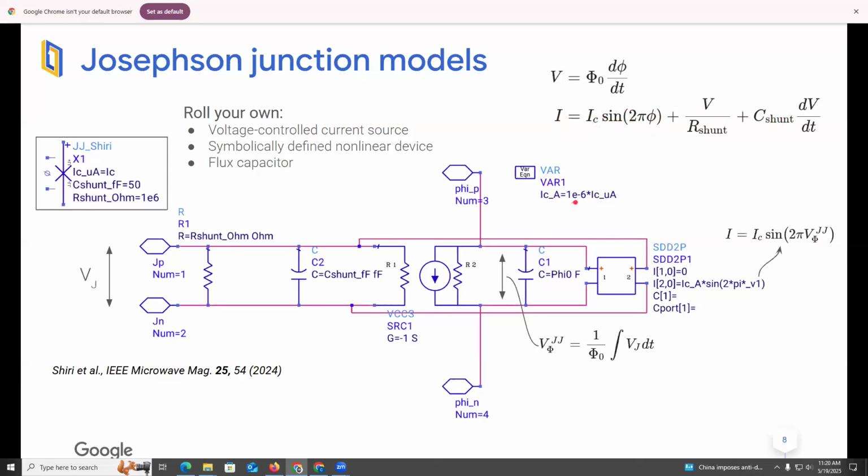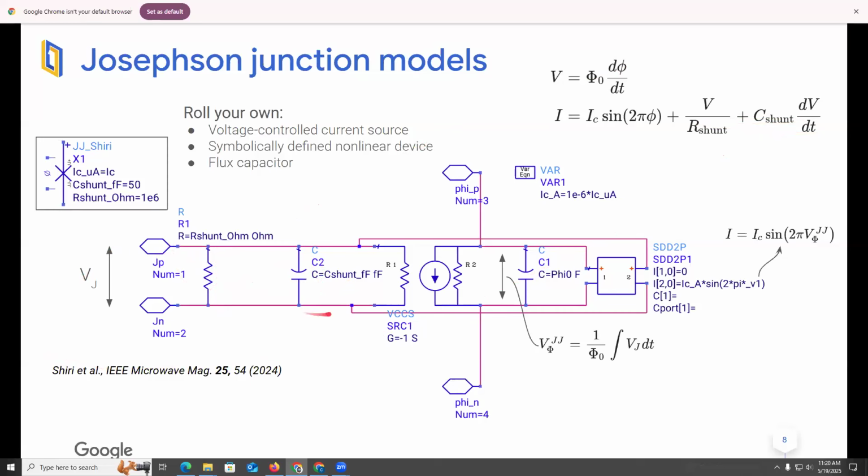Let's implement them as a circuit. So what do we have here? Let's look at these two terminals. These are the terminals of the Josephson junction. There'll be some voltage across them, that's the voltage across the junction. We can implement these two terms in the second equation very easily by just using these linear shunt components, the resistor and the capacitor. That's not a problem.